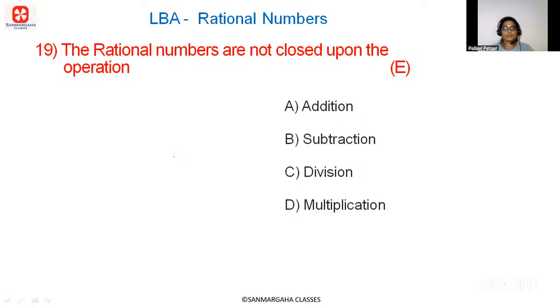Okay. So here, a set of numbers is said to be closed under a specific mathematical operation if operations on any two numbers in this set always result in a number that is also in that set only. Okay. So here the rational numbers, Q.